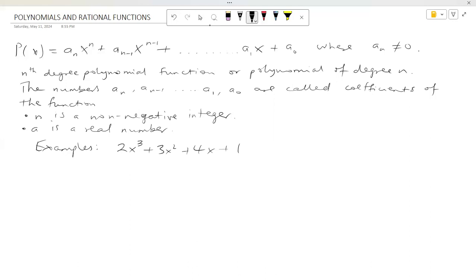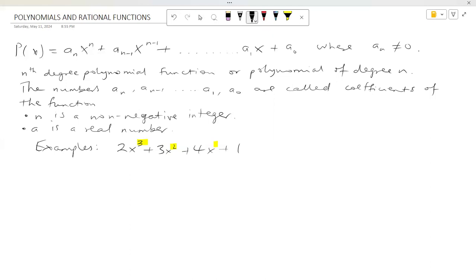Now if you look at the exponents, and then we have an invisible 1 over here, which usually we don't write, these are all integers. They are not fractions, and they are not negative.